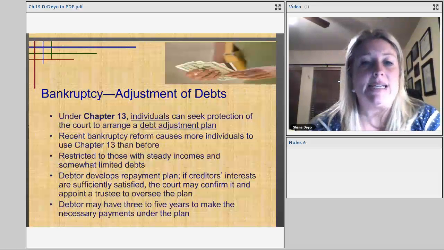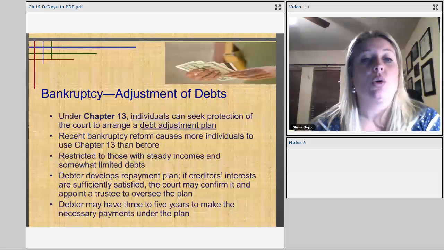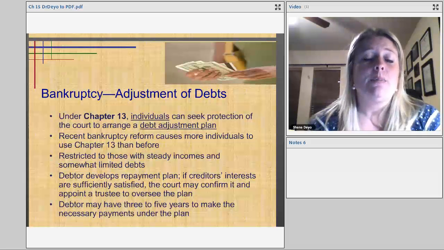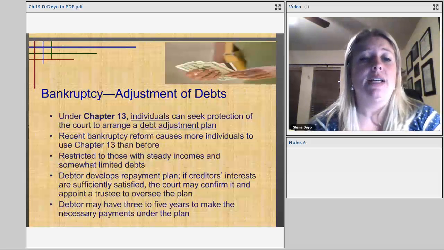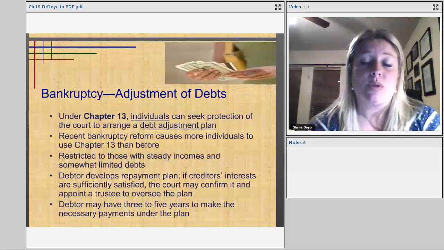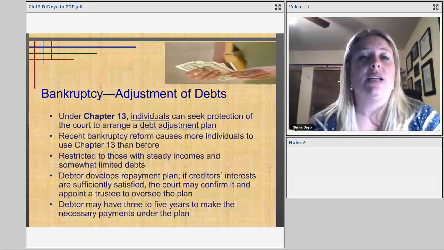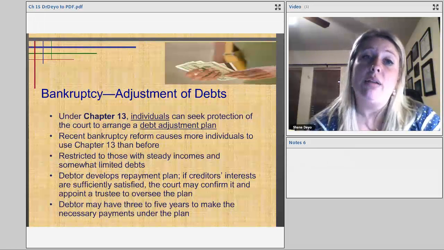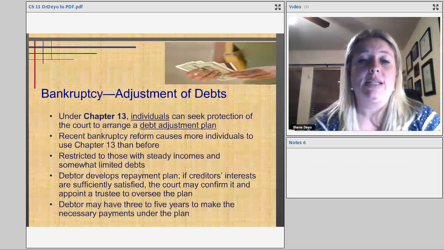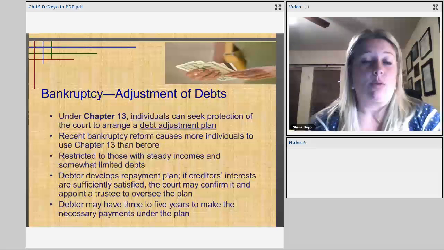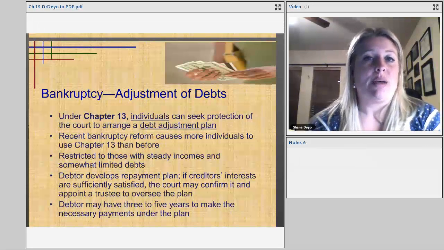So under Chapter 13, individuals can seek the protection of the court to arrange a debt adjustment plan. More individuals are going into this kind of bankruptcy, and it is restricted to those with steady income, meaning jobs with steady incomes, and somewhat limited debts. The debtor develops the repayment plan with the creditors where the trustee is helping them do that, and the debtor might even have up to 5 years to make those payments back.